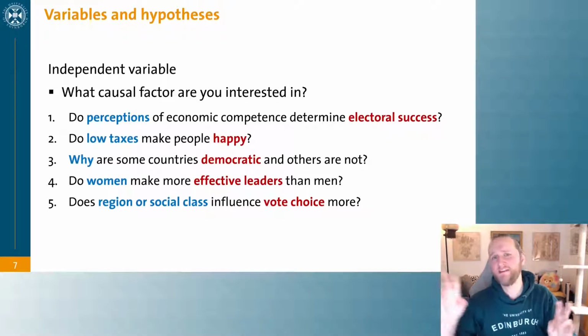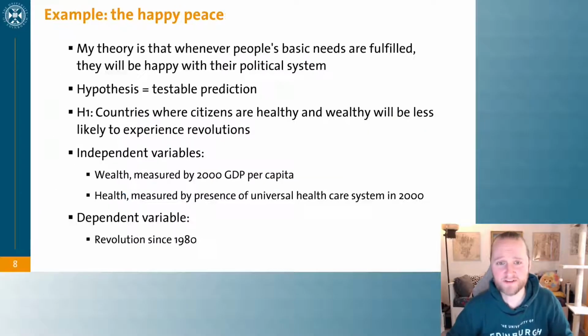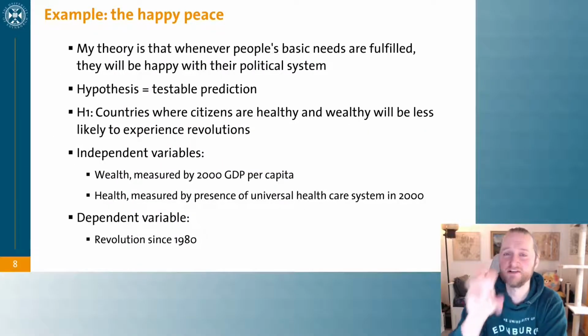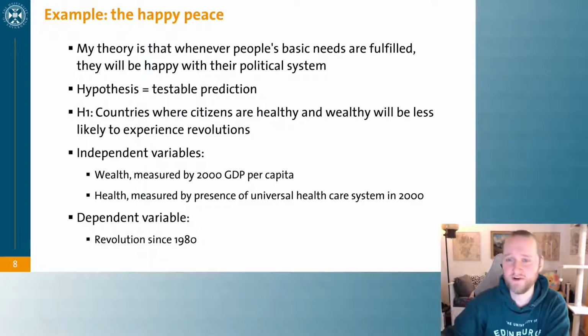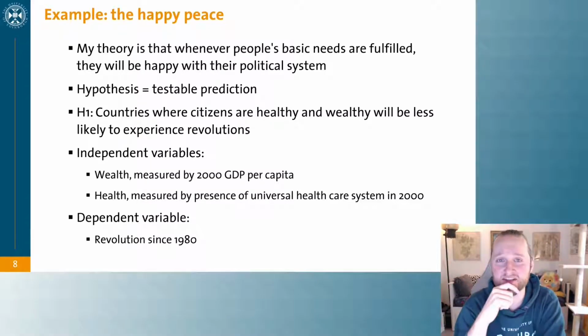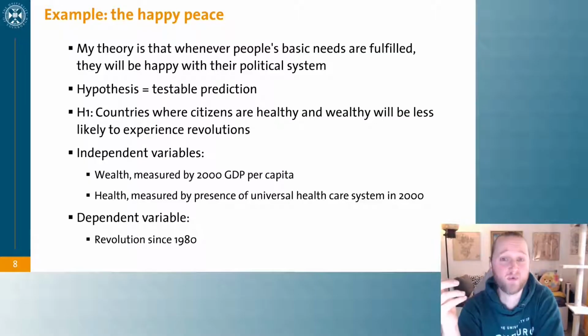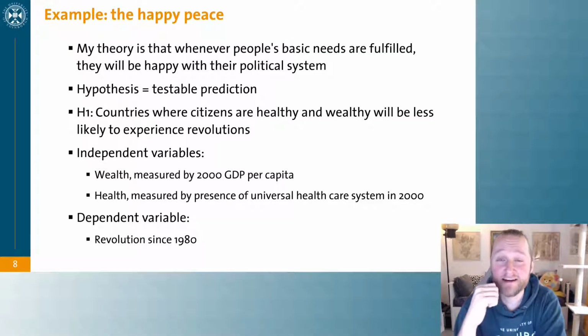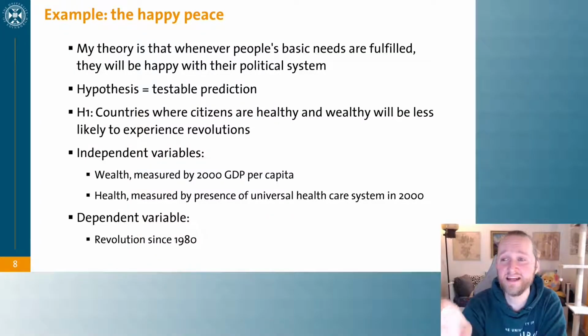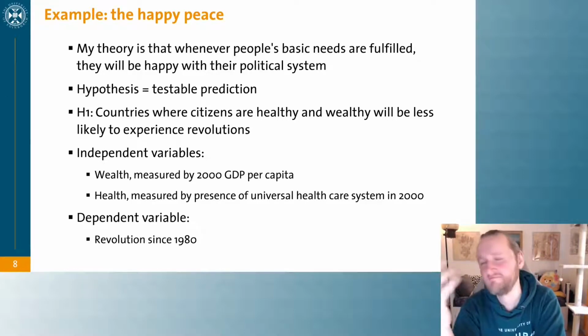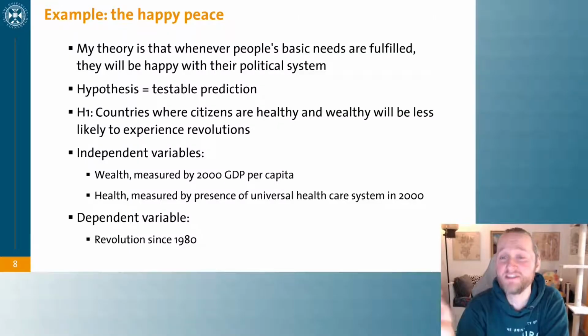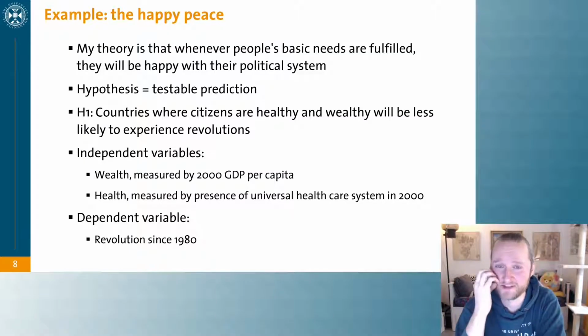So that's dependent and independent variables. Let's put everything together here in a little fantasy theory, just so that we run through what variables are and how they fit with hypotheses in a random example. Last night when I had a couple of ciders, this is what I came up with. My theory is that people's basic needs have to be fulfilled and then they will also be happy with their political system. It's essentially the happy peace theory, where I'm trying to explain why revolutions happen sometimes and don't happen at other times, or in other countries, I should rather say.